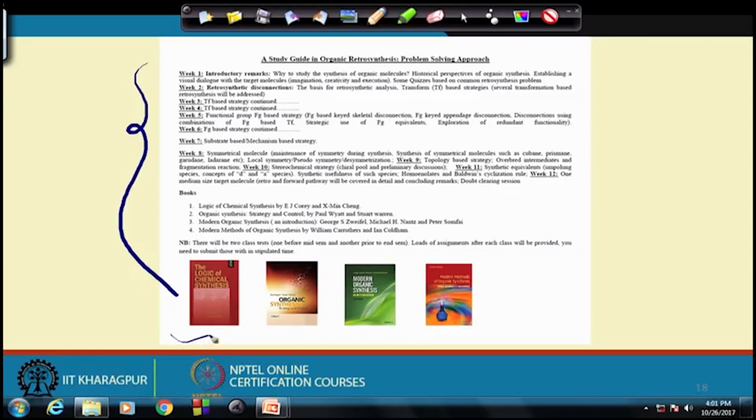organic retrosynthetic analysis. A couple of textbooks might be useful for you. This one, Logic of Chemical Synthesis, has been written by Professor E. J. Corey. If you can buy this book, it is fine, otherwise you have to rely on this lecture material. Number 2, the book Organic Synthesis, Strategy and Control, by Paul Wyatt and Stuart Warren. This is a very good book. Number 3, Modern Organic Synthesis, is written by George Zweifel and co-workers. This is a very good book. Number 4 is Carruthers' book, which is also very important.